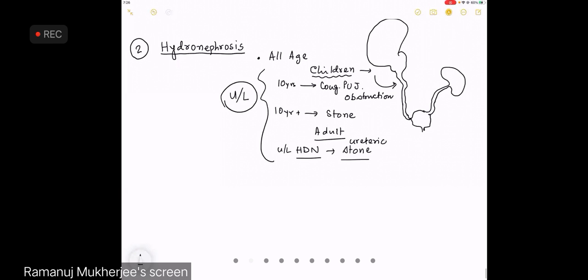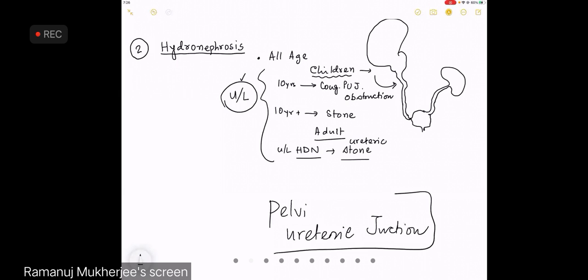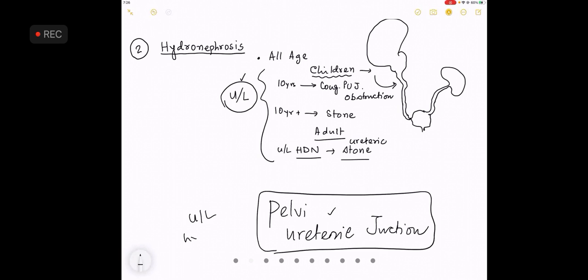So PU, pelvic ureteric junction. Kindly see your theory notes in urology. We have given notes about what are the causes of unilateral hydronephrosis.